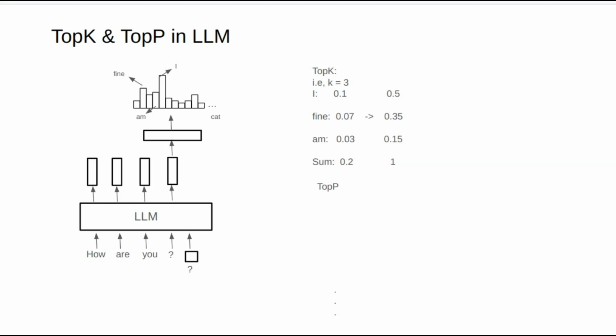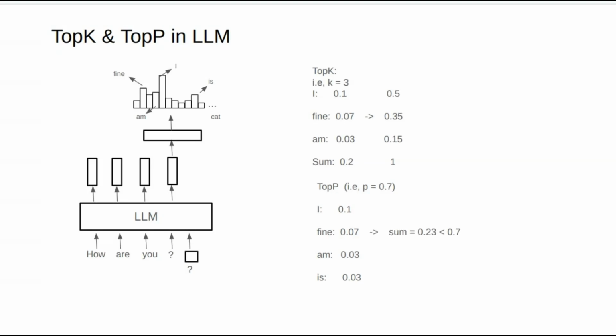Top P works on a similar principle, but with a different logic. Here, we specify a cumulative probability threshold, P. For example, if P is 0.7, we include tokens until their cumulative probability reaches or exceeds 0.7. Here's how it works. Sort tokens by probability, with the highest probability token first. For instance, I might have 0.1, fine might have 0.07, and so on. Start accumulating probabilities. I 0.1. Cumulative probability equals 0.1. Fine 0.07. Cumulative equals 0.17. Am 0.03. Cumulative equals 0.2.